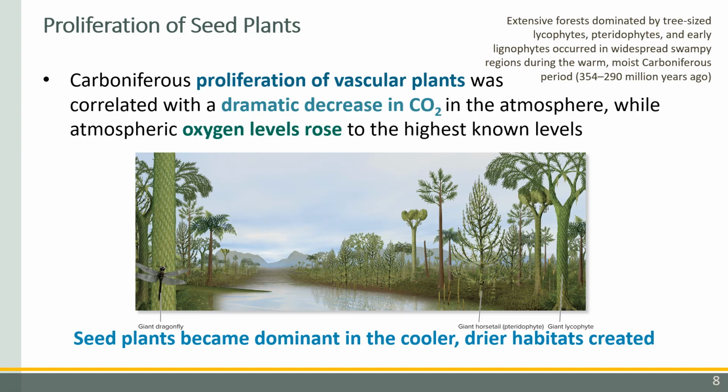Once the seed plants became dominant, the atmosphere began to cool a bit. We have less carbon dioxide, more oxygen, and along with the cooling, habitats became drier. This was going to be perfect for seed plants, and we see at the Carboniferous that the seedless vascular plants begin to sort of get ushered out and make way for the seed plants. And after the Carboniferous, our seed plants are really going to dominate the landscape up until current time.